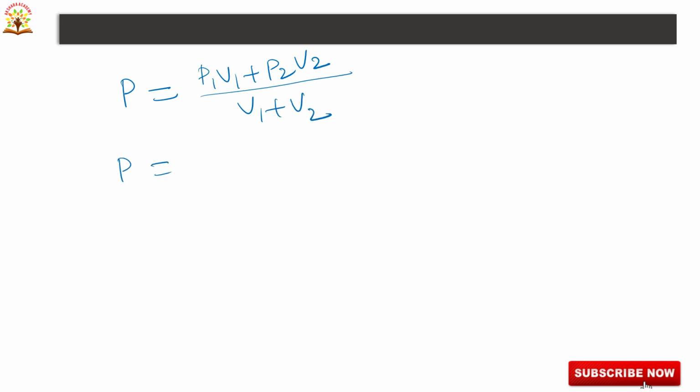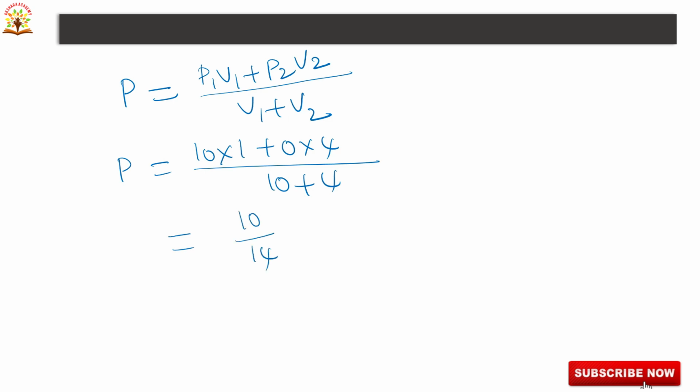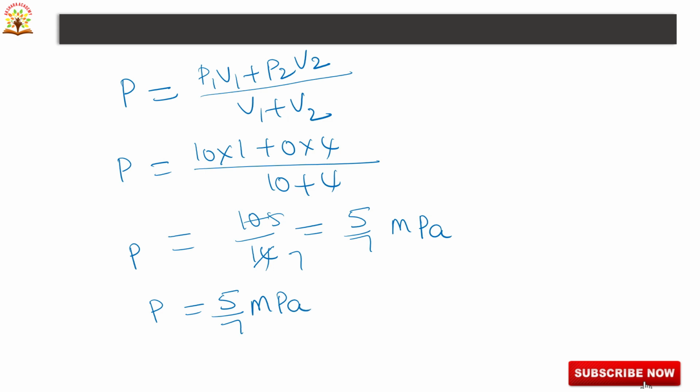Now we are substituting 10 into 1 plus 0 into 4, by V1 plus V2, they gave us 10 plus 4. So 4 into 0, 0. 10 into 1, 10. 10 plus 4, 14. So 10 by 14, that is equal to 5 by 7 megapascals. So therefore final pressure is 5 by 7 megapascals.